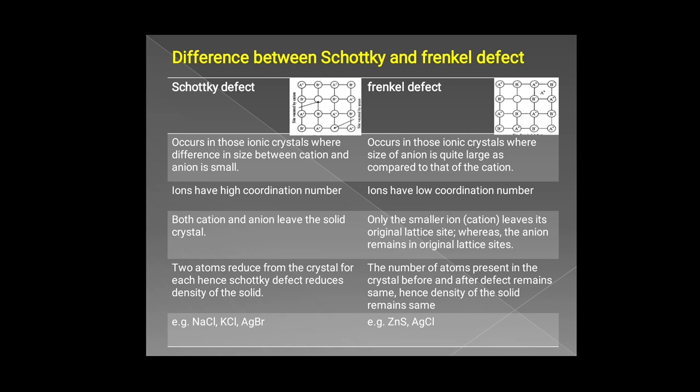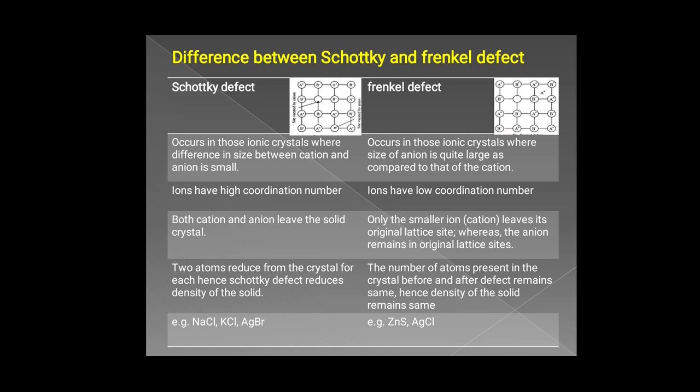In Schottky defect, both the cations and anions leave the solid crystal. As I've already told you, a cation and anion at the same time both will leave their places, to maintain the stoichiometry of the crystal. And in Frenkel defect, only the smaller ion, that is the cation, will leave its original lattice site, whereas the anion will remain at its original lattice site. So as a whole, it will be neutral, or we can say the stoichiometry will be maintained.